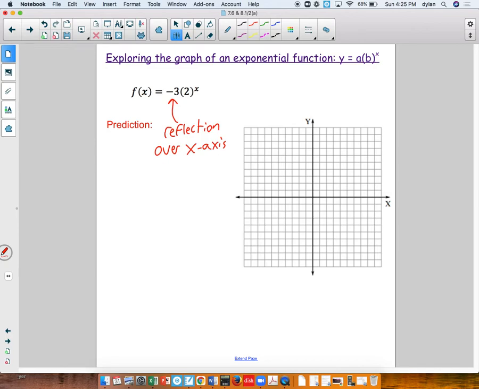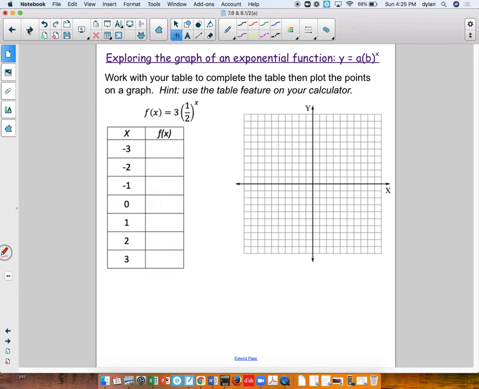So when we go to sketch our graph of this, we're going to have a y-intercept of -3, and we are going to have a curve that reflects the last curve over the x-axis, and again we have an asymptote along the x-axis. So that's our second case, a negative a value and a b value greater than 1.